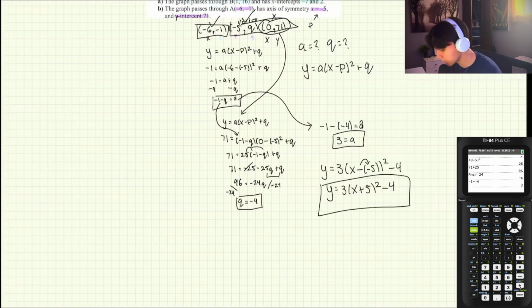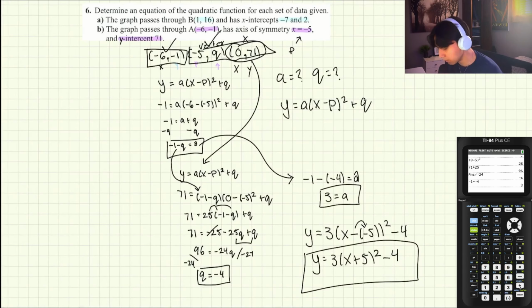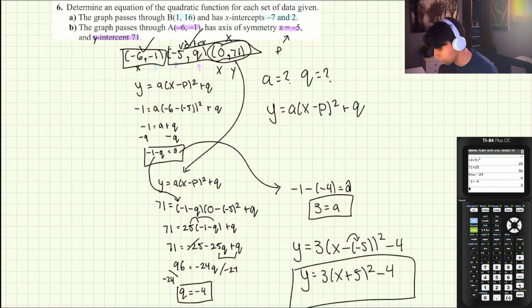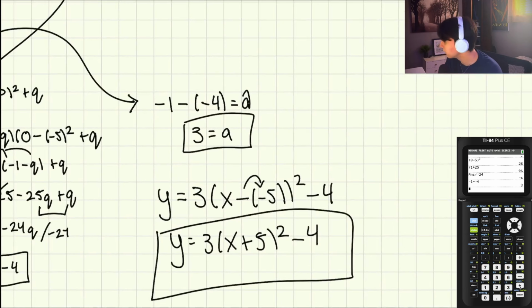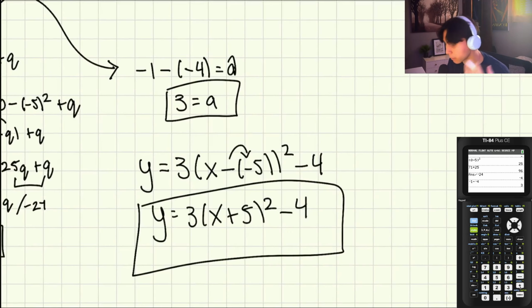So again, this equation is a bit of a tricky one, but I don't think this would be a testable question. It's pretty long, but it's just for understanding, right? So we have the axis of symmetry equals -5. This is the equation which models the point -6, -1, -5, and has a y-intercept of 71. If you want to check that on your calculator, you sure can, but I'm not going to do that right now. But this is how you do this equation successfully.